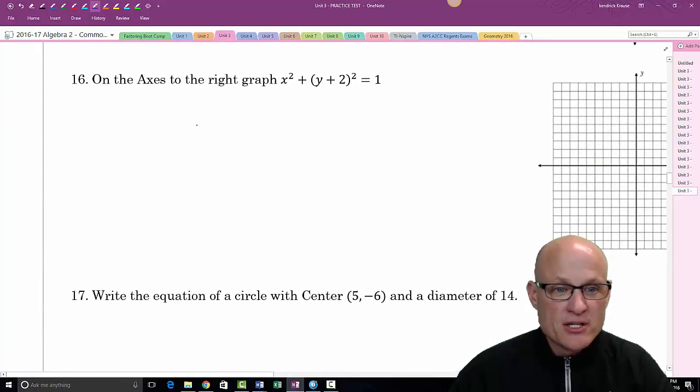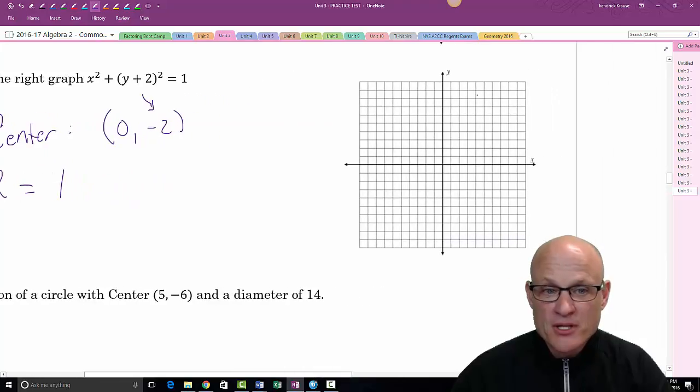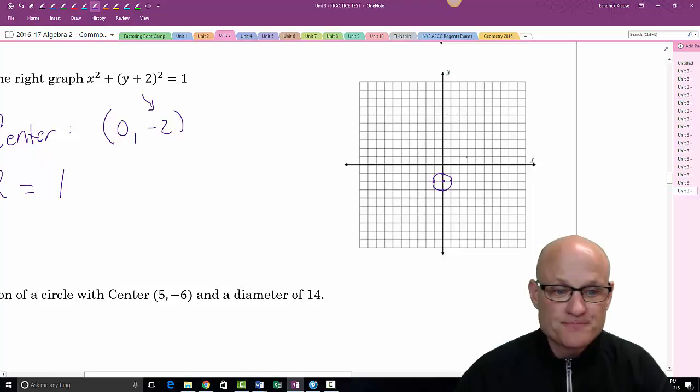All right. That was easy. Come down here. My center, Mr. K, is 0, negative 2. Remember, opposite signs. My radius is equal to 1. It's just the square root of 1, but it's 1. So I come down here to 0, negative 2. Put a center. Up 1, left 1, right 1, down 1, and draw me a circle.